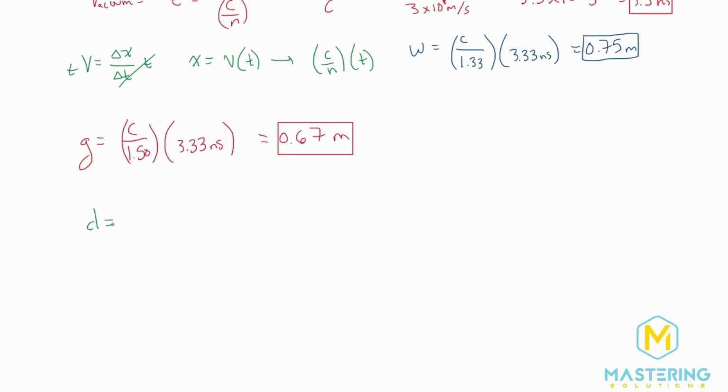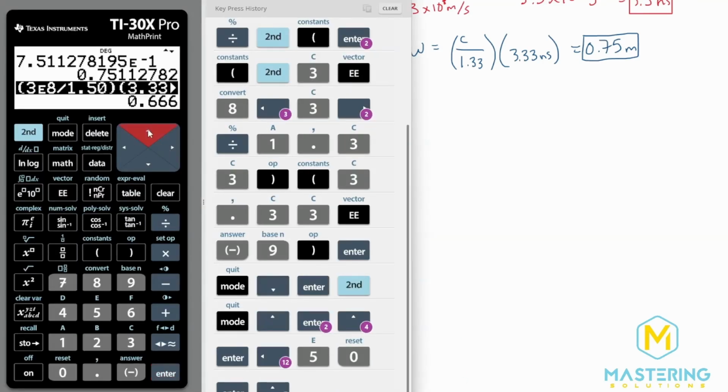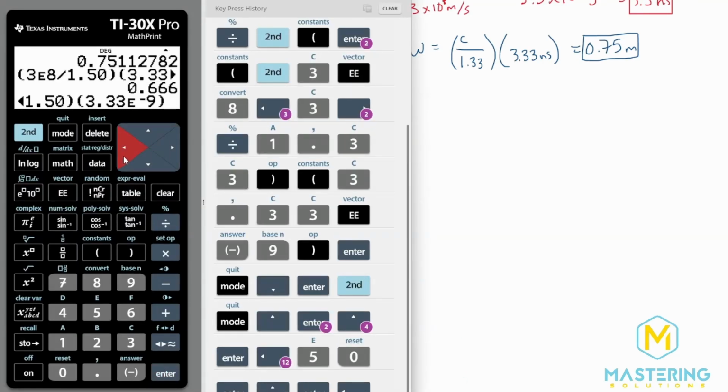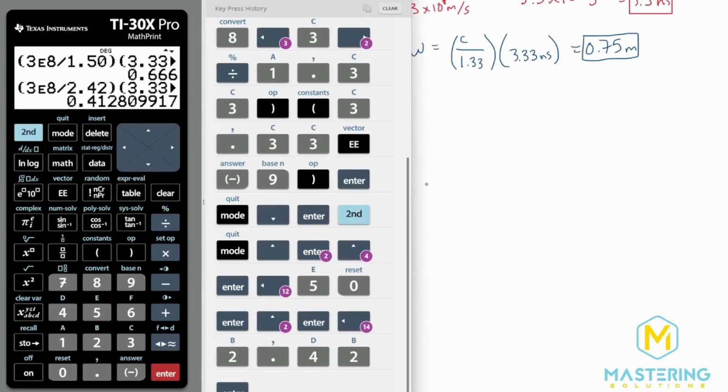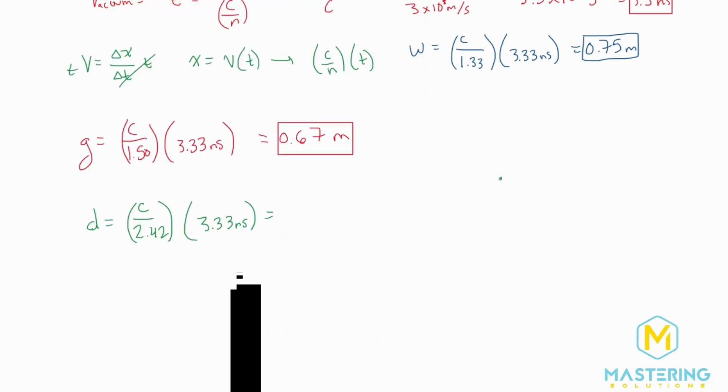And then the last one is the diamond. So the diamond is going to be c divided by 2.42 for its index of refraction, and of course the same time, 3.33 nanoseconds. And so let's go right here, and we have our index of refraction instead of 1.5, we have 2.42. And that gives us 0.41 meters.